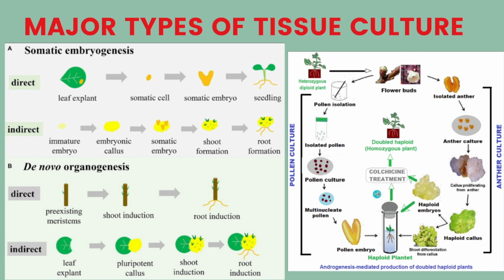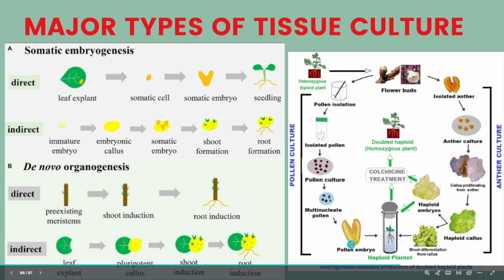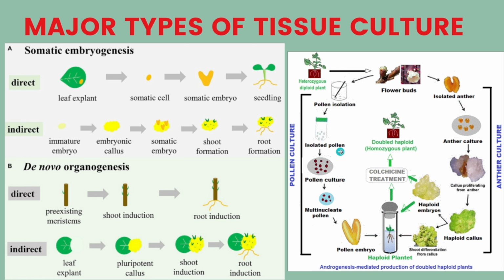And this one we call androgenesis. Okay, so androgenesis is another term that we use for the haploid gamete, which is either female or male. For the male one we use the pollen grain, for the female one we use the ovule.